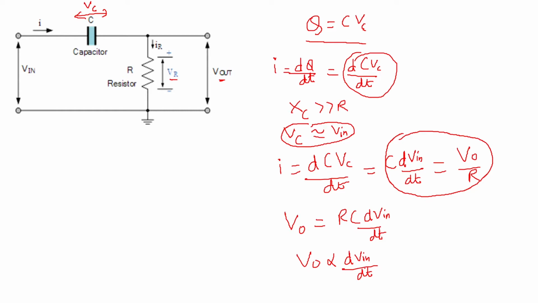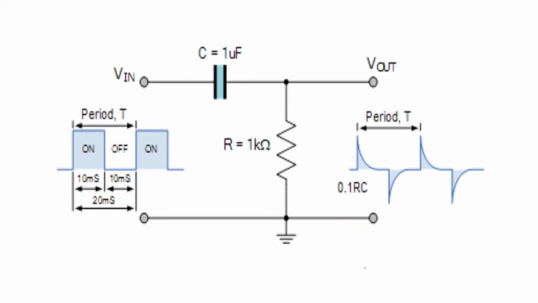This is what we have proved: the circuit with C in series with the input and R across which you are going to take the output will act as a differentiator. So this is a passive RC differentiator. Now here, if you are giving the input as a square wave, the output will be spikes, and the width of the spikes depends upon the product of C and R. Here we have taken C as 1 microfarad and R as 1 kilo ohm.